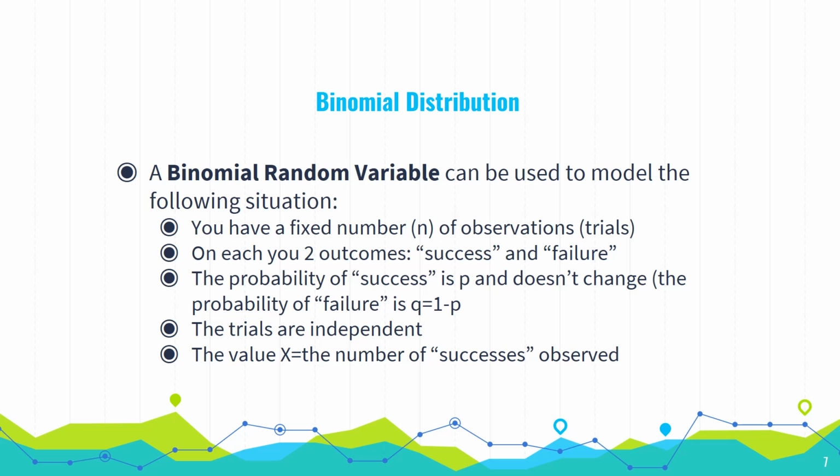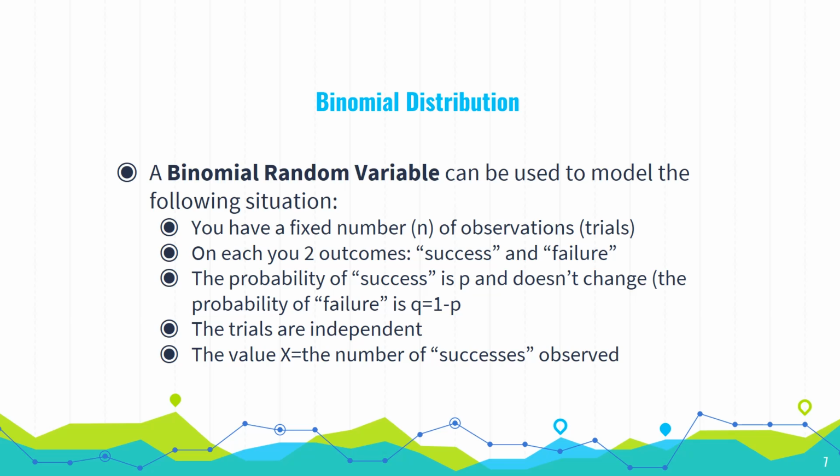A binomial random variable could be thought of as an extension of flipping coins. So a binomial random variable is used to model the following situation. So we have a fixed number of observations, also called trials. So we're going to say the number of trials is n. Okay, so it could be like 5 or 10 or 100, whatever. So you try some experiment a fixed number of times.